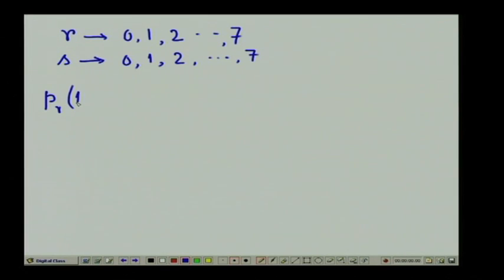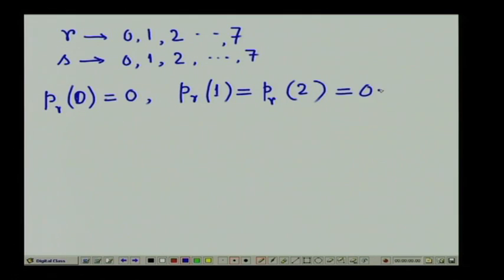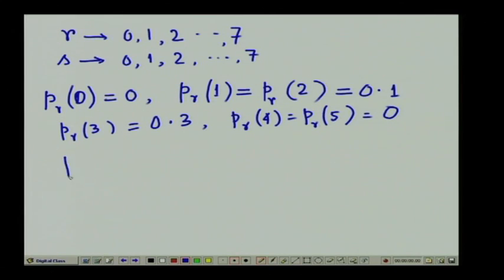It is given that p_r(0), the probability that an intensity value will be equal to 0, is equal to 0. p_r(1), the probability that the intensity value will be equal to 1, is the same as p_r(2), which is given as 0.1. p_r(3) is given as 0.3, p_r(4) is equal to p_r(5), which is equal to 0, p_r(6) is given as 0.4, and p_r(7) is given as 0.1.